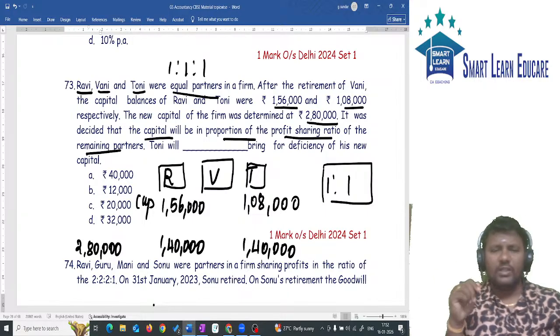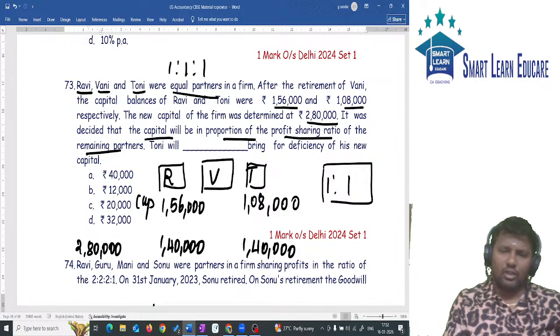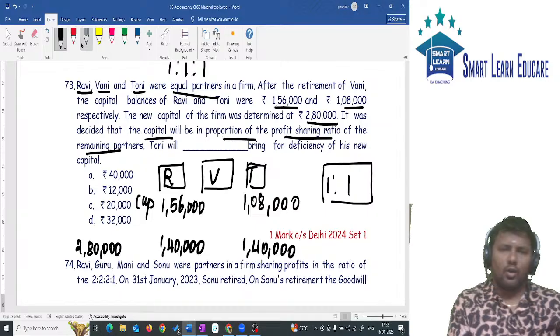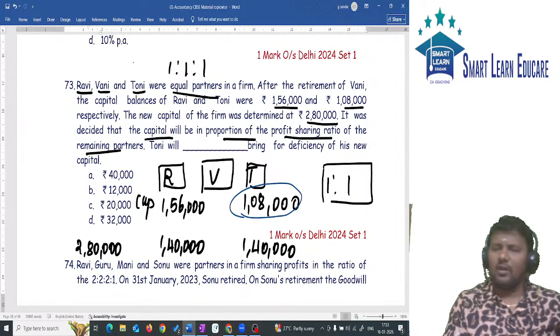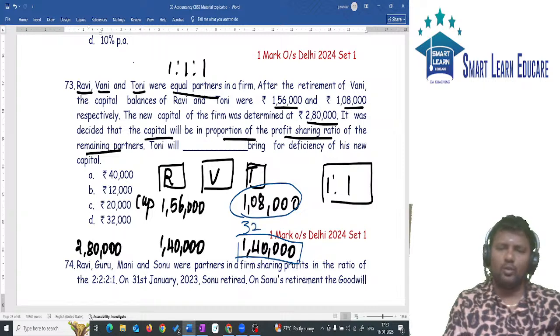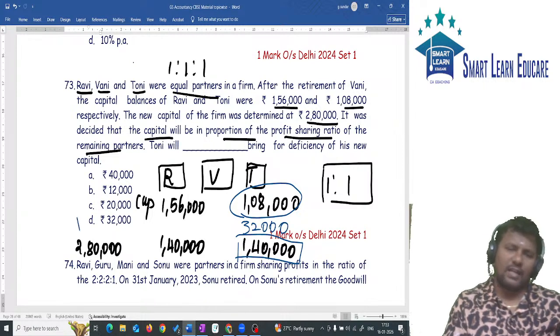Now what is the question they are asking? How much amount will be brought in by Tony? What is the deficiency for Tony? Presently, what is the capital of Tony? Tony's capital presently is 1,08,000 and the proposed capital required is 1,40,000. There is a difference of 32,000. So this 32,000 is the answer for this question.